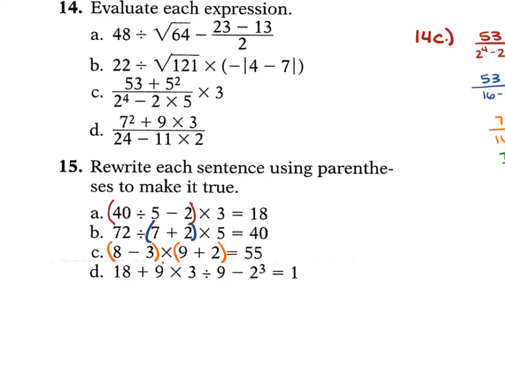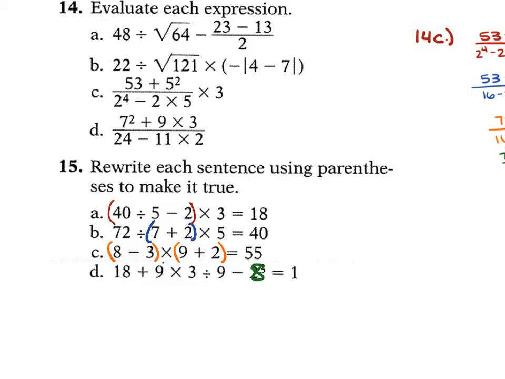So if we did 5 times 11, that gives us 55. For D, we have 18 plus 9 times 3 divided by 9 minus 2 cubed. That 2 cubed is really 8. So think about it this way. We would do 9 times 3 first, which is 27. 27 divided by 9 is 3.